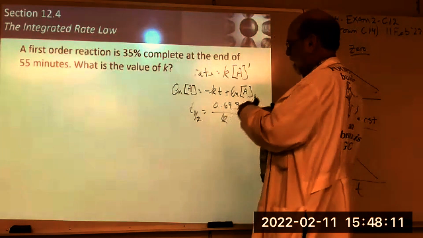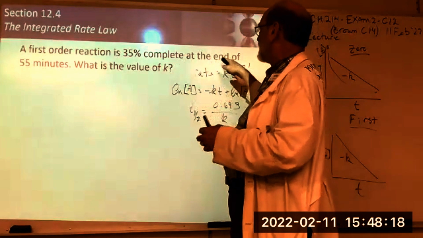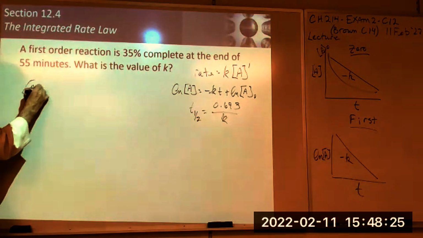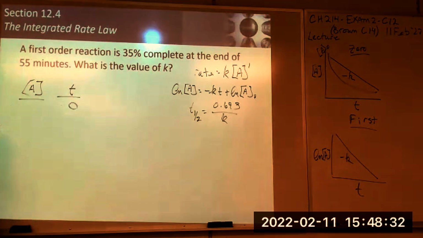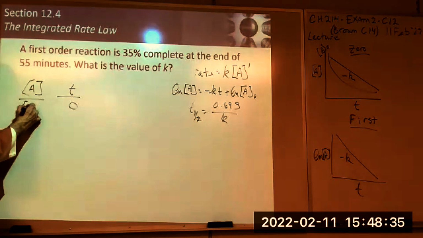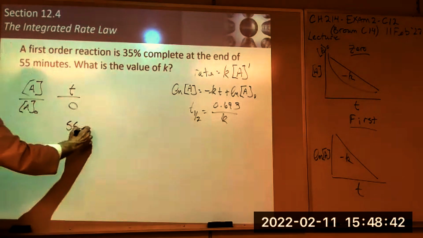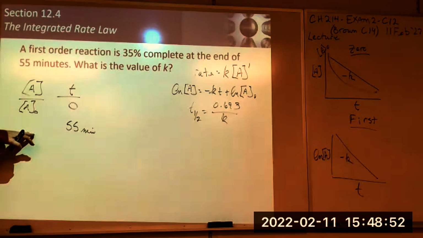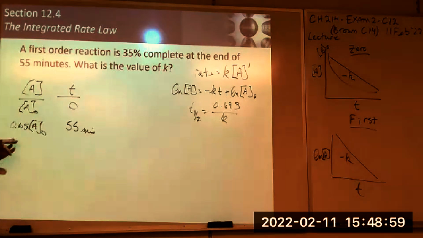What we need to do is ask what this is telling us. If the first order reaction is 35% complete at the end of 55 minutes, we can set it up like this, as the concentration of A versus time. At time 0, we have some initial value. And then after 55 minutes, if it's 35% complete, how much do we have left? 65%, or 0.65 times the initial.